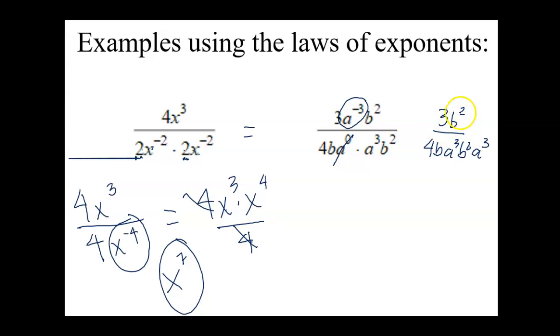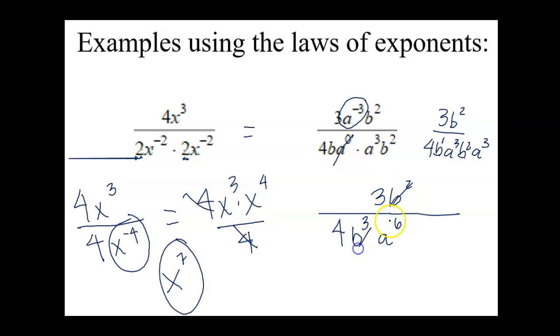So now I'm going to ignore the top for a minute, and I'm just going to simplify what's in the denominator. So on the top, I have the 3b squared. On the bottom, 4. And then b times b squared would be b to the third. Remember, if I have no exponent, it would be a 1. a to the third and a to the third would make a to the 6th. And then because I have b squared over b to the third, I would take the top exponent and subtract the bottom, which would give me b to the negative 1.